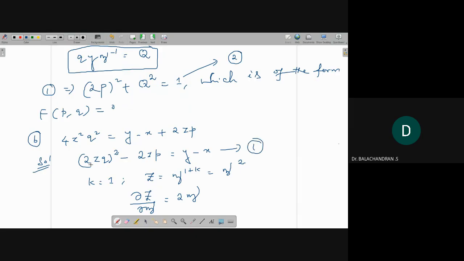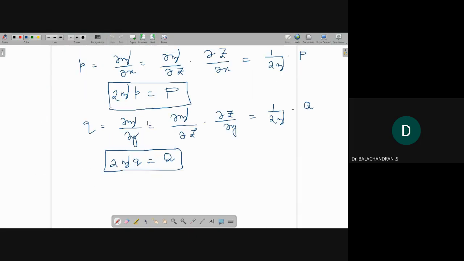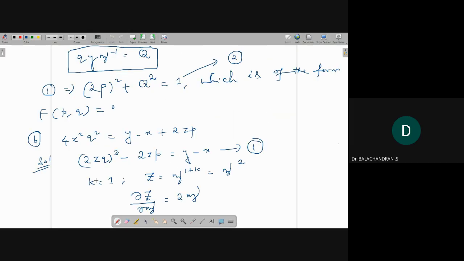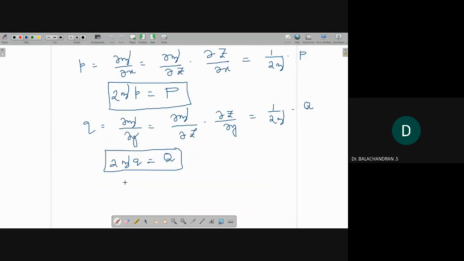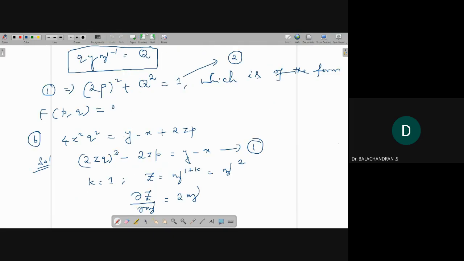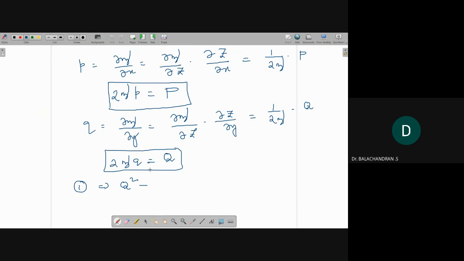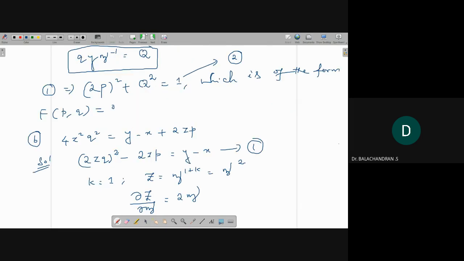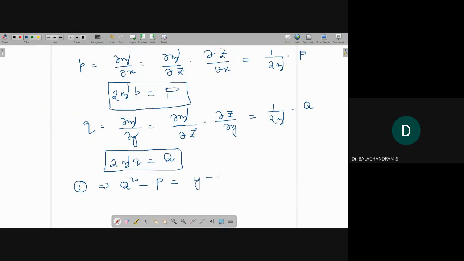So then, 2zq is capital Q, and 2zp, this is actually Q square. Equation 1 implies Q square minus 2zp, and 2zp is capital P, is equal to y minus x. So now I call this equation number 2.